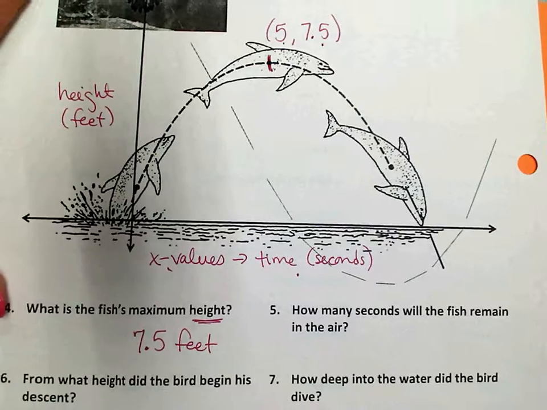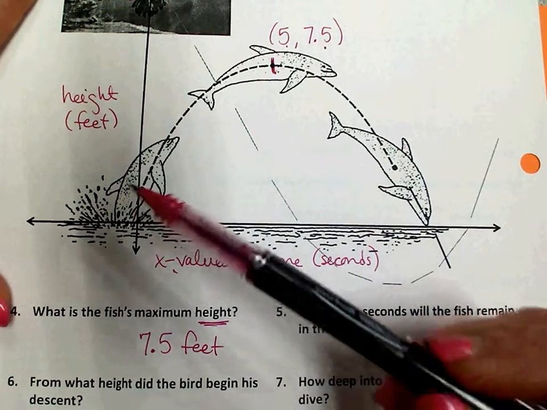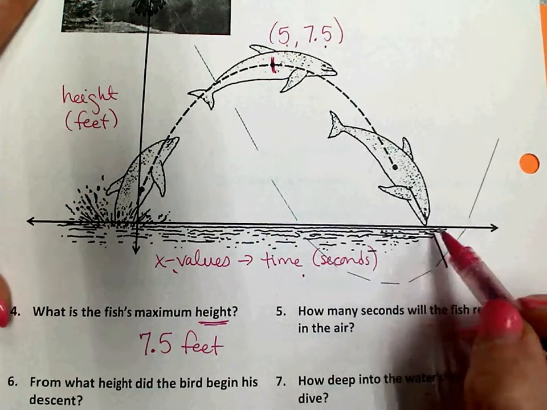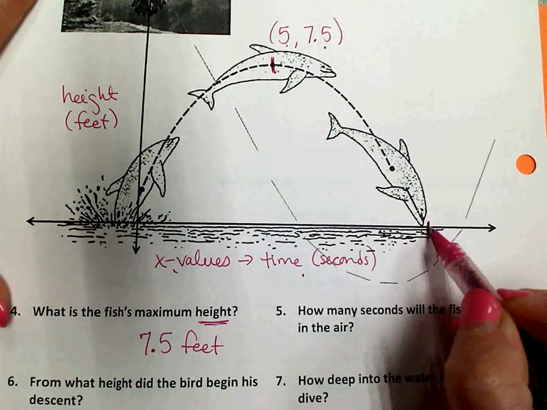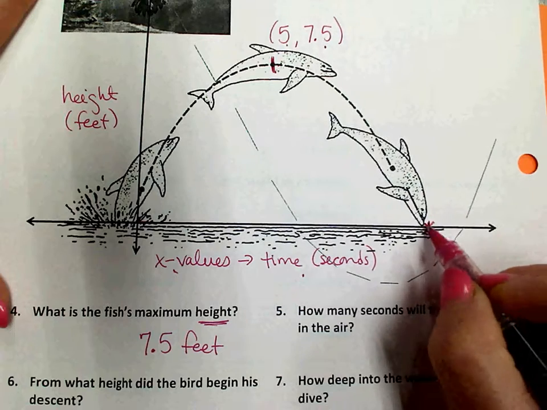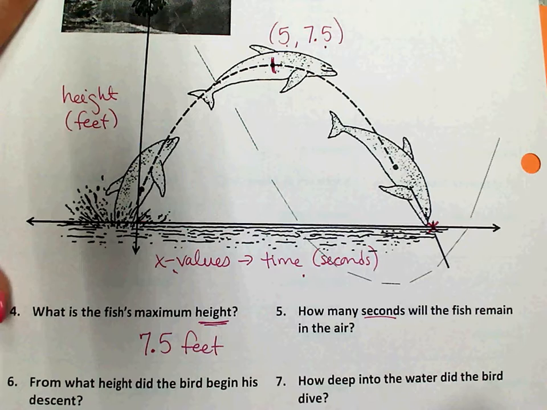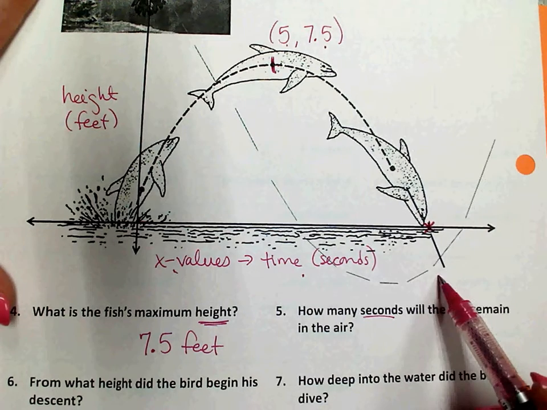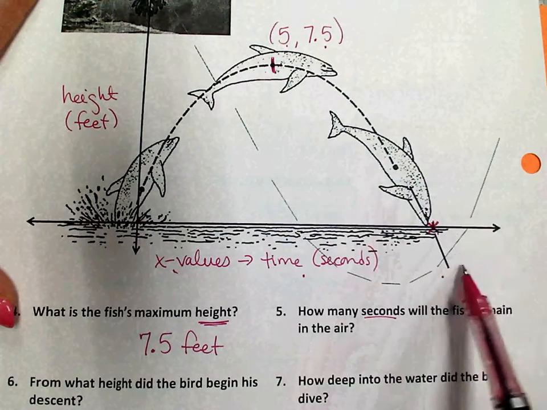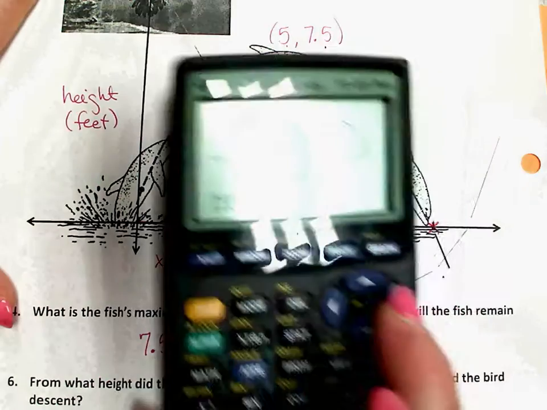And number 5, how many seconds will the fish remain in the air? So the fish is in the air from here all the way until he enters the water again right here. So what they're asking me is, what's the x value of this point right here? And the reason I know it's the x value is because it asks for seconds, and this is when he leaves the air and goes back into the water. So what I need to know is where this parabola crosses the x-axis, and I can go ahead and use my calculator to get that answer.